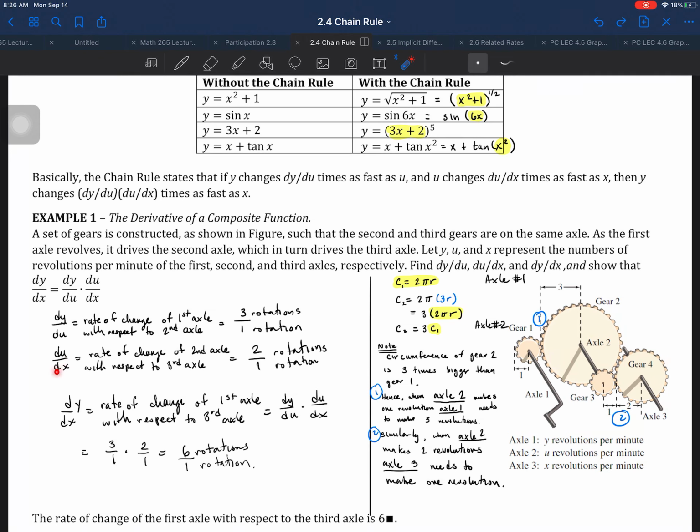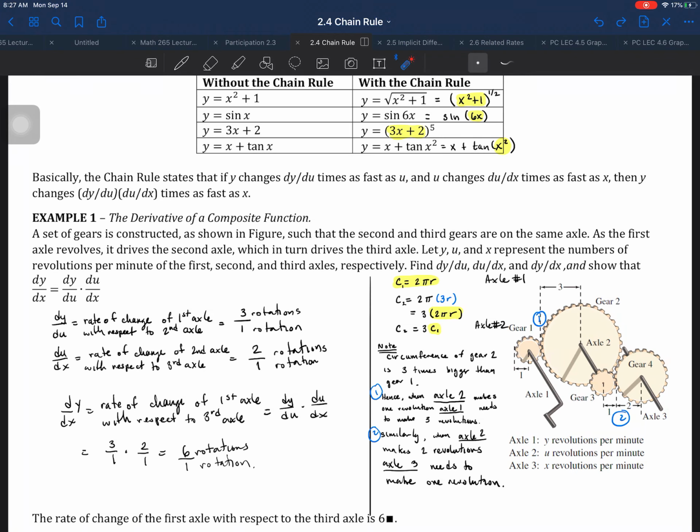So what is du/dx? Well, du is the rate of change of the second axle, as stated right here, with respect to the third axle, as seen here. And we're going to find those numbers in a second. And then dy/dx is the rate of change of the rotation of the first axle with respect to the third axle. So we want to see how this affects this, or what the relation is between those two.